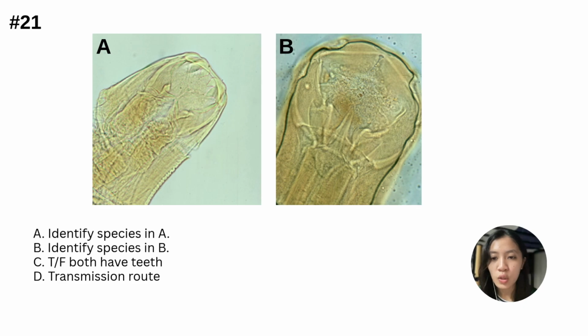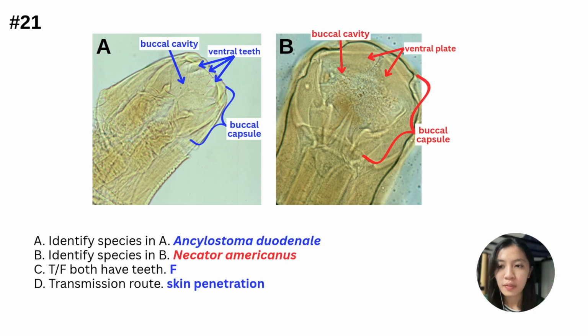Here we differentiate the two main hookworm species based on their buccal capsule or mouth parts. Figure A represents Ancylostoma duodenale. This species has 2 pairs of ventral teeth in its buccal capsule. These teeth allow the worm to attach to the intestinal mucosa and feed on blood, which can lead to iron deficiency anemia in heavy infections. While figure B represents Necator americanus. The statement that both species have teeth is false. Necator americanus does not have teeth. Instead, it has ventral cutting plates in the buccal capsule used for attachment.